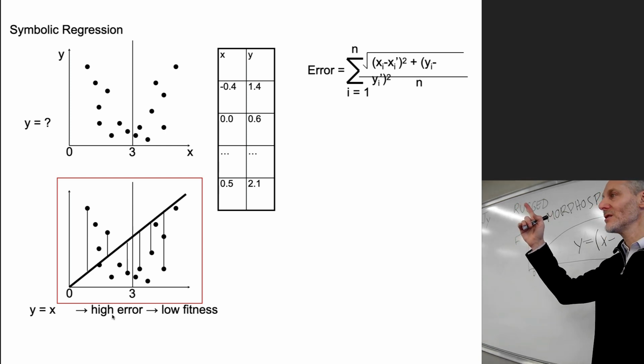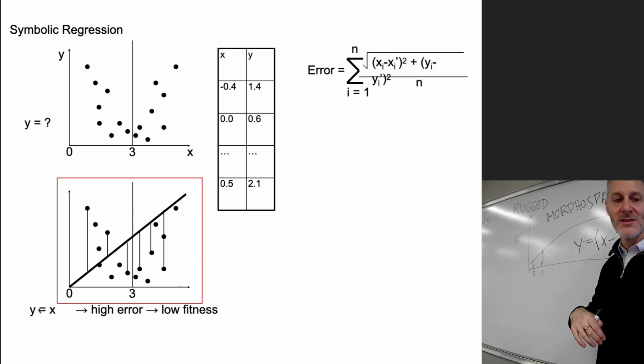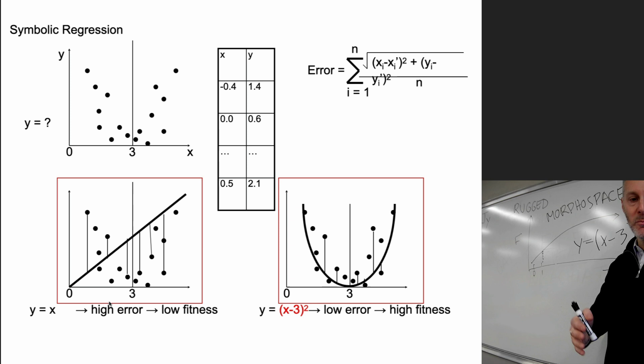In this course, we're going to mostly talk about fitness. So high error is bad. We're going to talk about low fitness. This candidate solution has low fitness. Not a good guess. Somebody offered up a much better candidate solution. This candidate solution, x minus 3 squared, is this thick black line here. It's still not perfect. You can see the thin black lines here, but there's fewer and shorter thin black lines here than there is here. Less error here than there is here. Low error is good. Higher fitness is good.